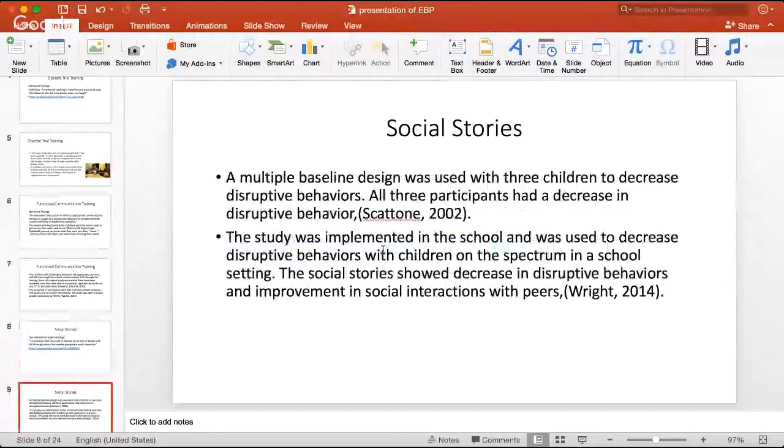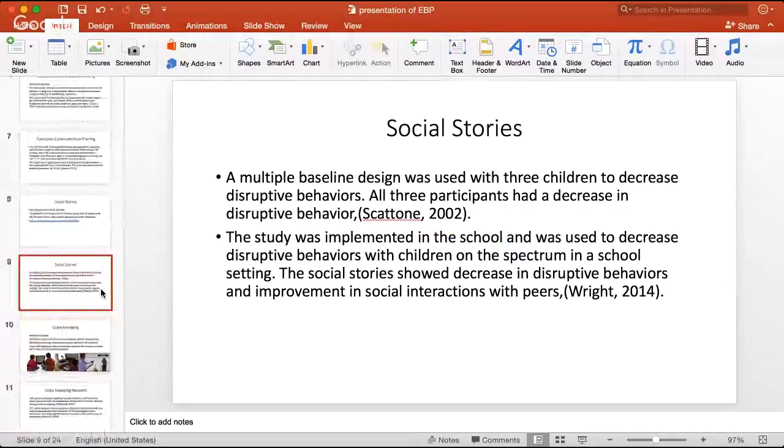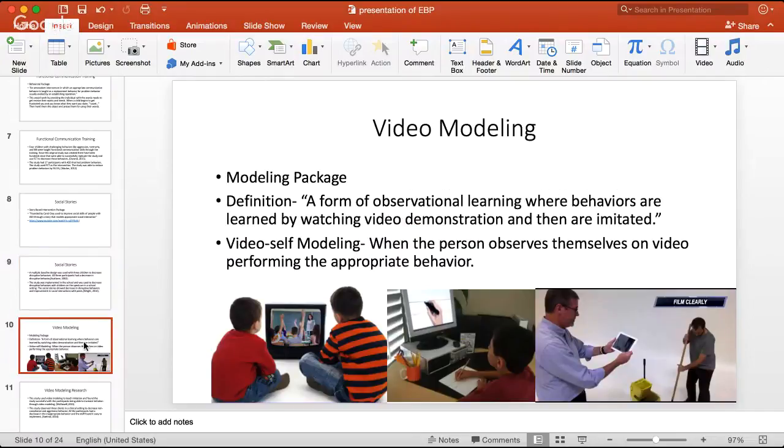Next, we have social stories, and I have the research for this one also. A multiple baseline design was used with 3 children to decrease disruptive behaviors. All 3 participants had a decrease in disruptive behavior, and that's by Scattone in 2002. The next study was implemented in the school and was used to decrease disruptive behaviors of children on the spectrum in a school setting. The social stories showed a decrease in disruptive behaviors and improved social interactions with peers, and that's by Wright in 2014.